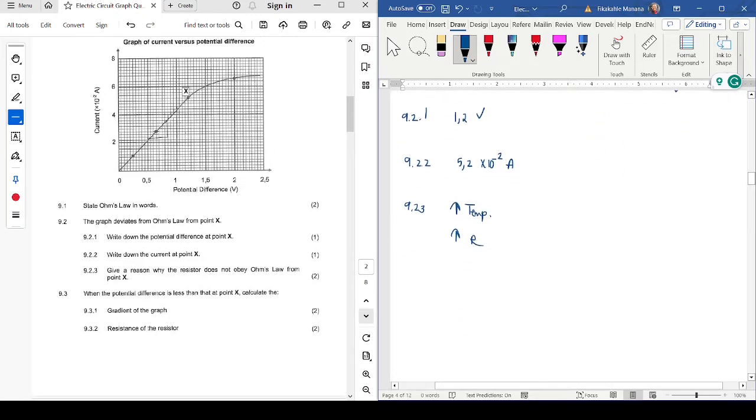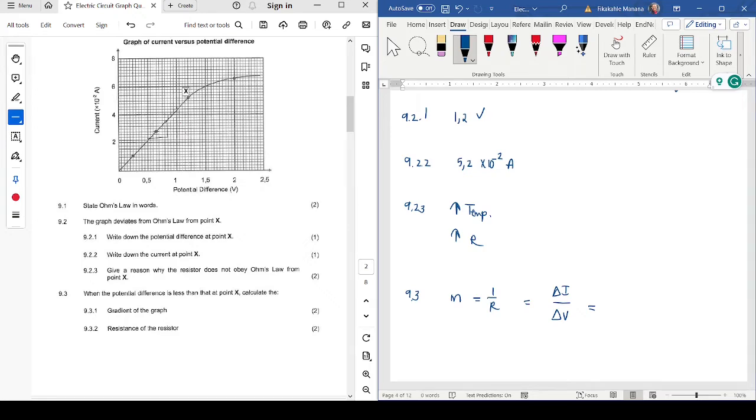And now we get to 9.3. When the potential difference is less than that at point X, now we're looking at the portion with the straight line. It says calculate the gradient of the graph. Okay, so you can choose any 2 points. The gradient, which we know is actually 1 over r, is change in current over change in potential difference. And you can take any 2 points along that straight portion and work with them.